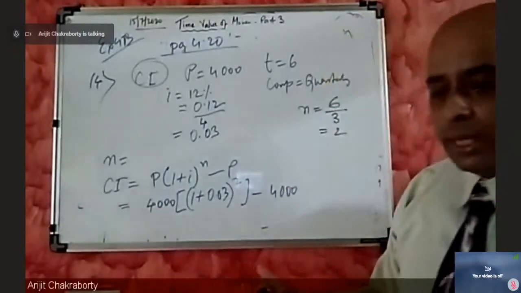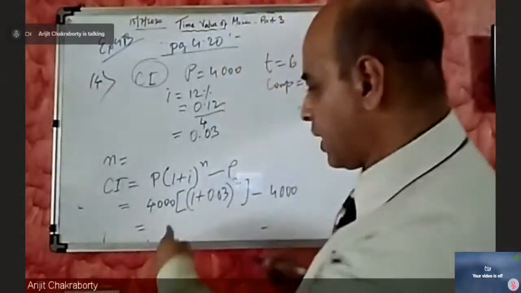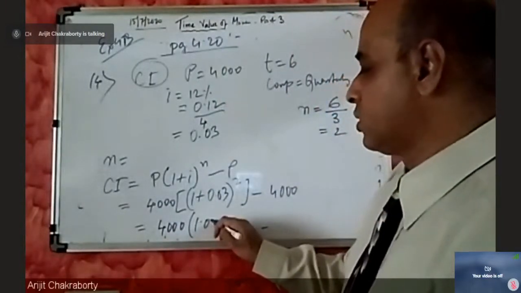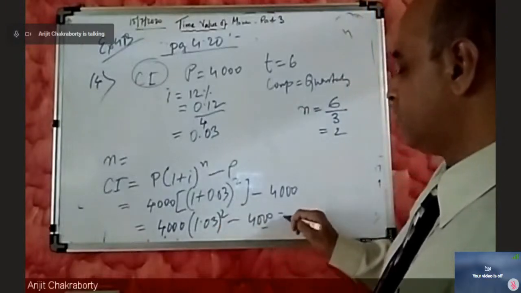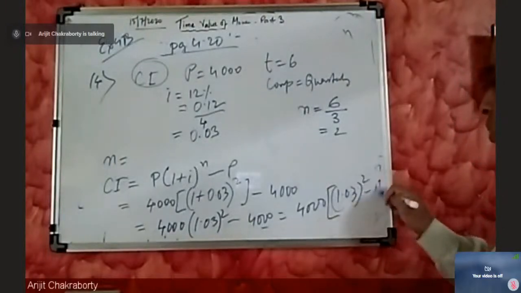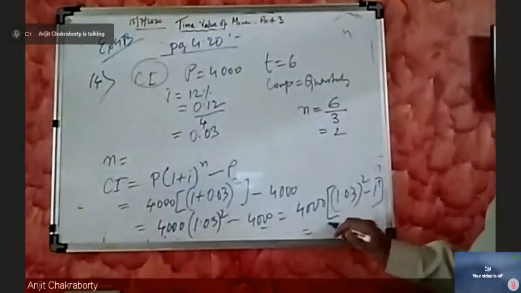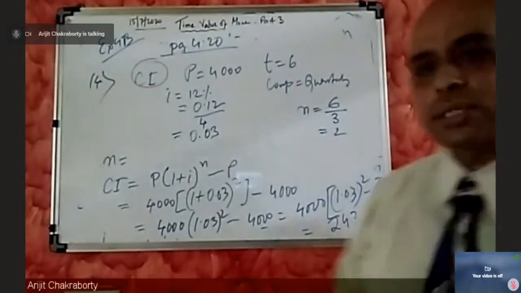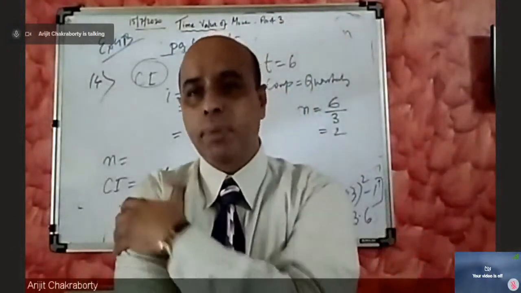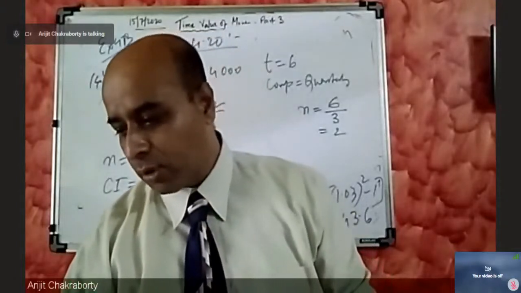So we have got the expression. If you work it up, if you just put your mind and calculate, it comes to 4,000 into 1.03 square minus 4,000. That is 4,000 taking common, 1.03 square minus 1. You will arrive at the value of 243.6. This is the compound interest on rupees 4,000 for 6 months at 12% per annum and payable quarterly, right? So we have done many of the problems.